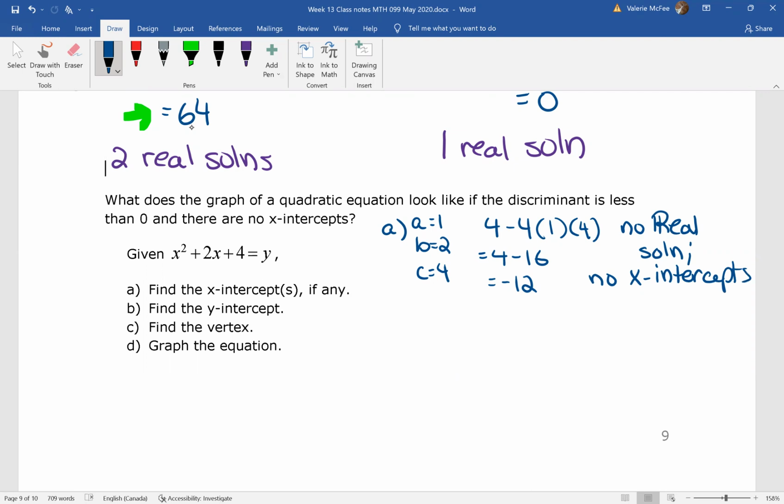The next thing I ask you to find is the y-intercept. We can let x equal 0. When we do that, we see that y equals 4.